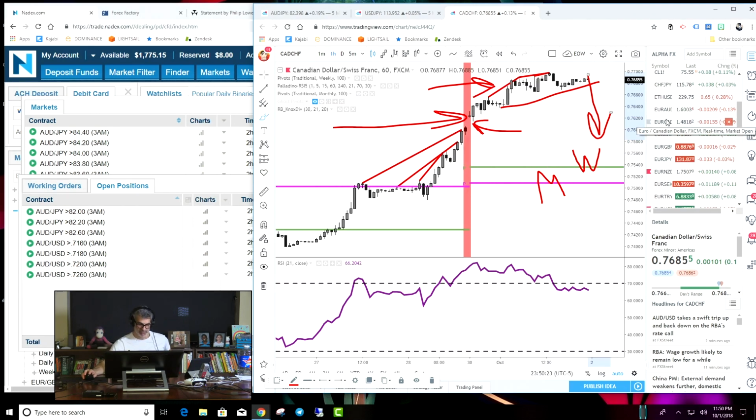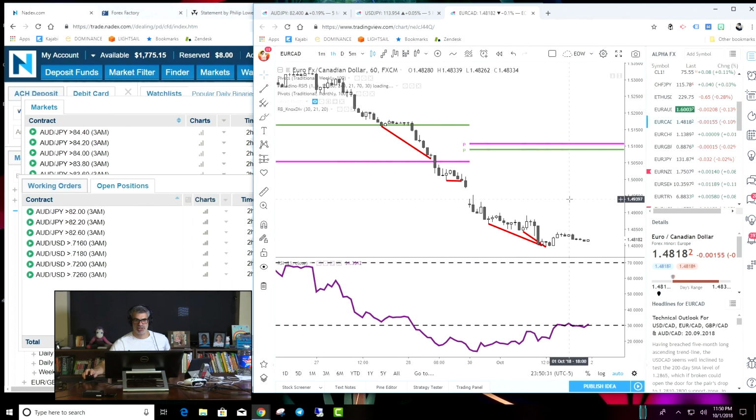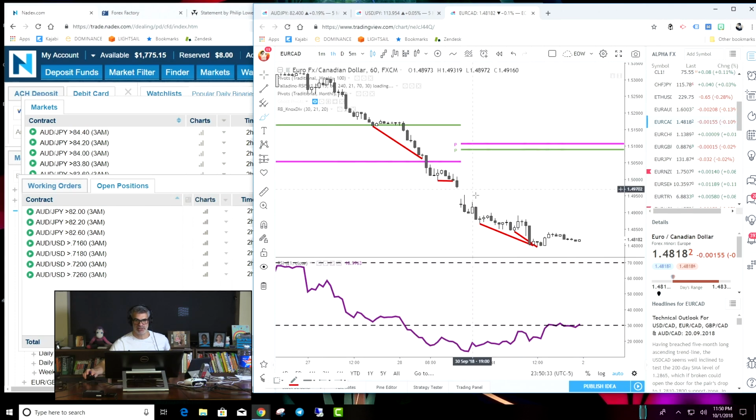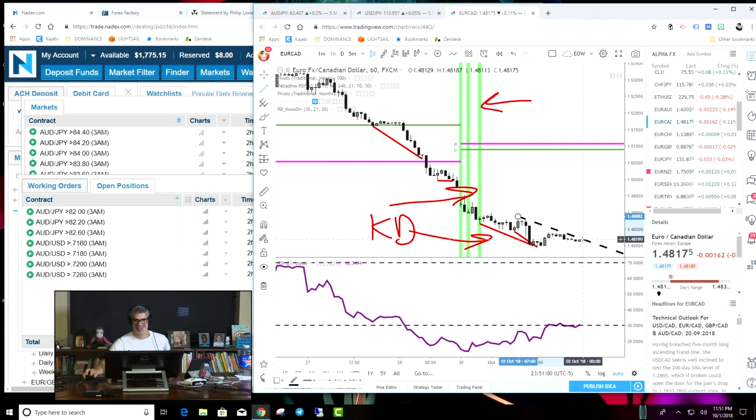Let's look at the Euro Canadian. I also just want to remove all these drawing tools. There's the Euro Canadian. Also think this one might move up. Lots of oversold charts. The 1 minute was oversold. The 5 minute was oversold. The 60 minute was oversold. 3 times. 3 times a lady. And we got bullish Knoxville divergence.